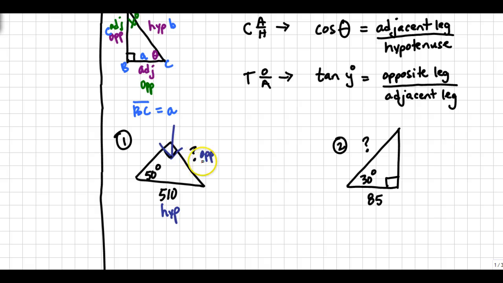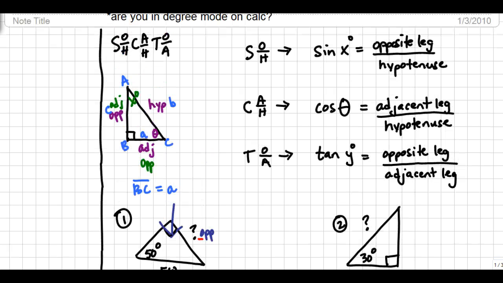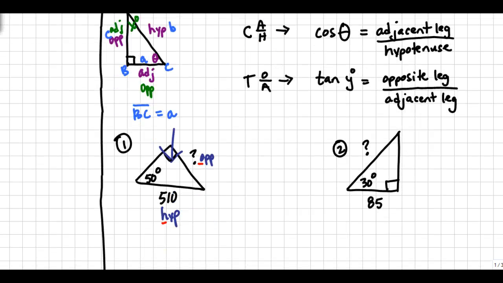Since we have only two pieces, opposite and hypotenuse, O and H, I go back to my SohCahToa, and that would be a sine problem, because sine involves opposite and hypotenuse. So I'm going to set up sine here. And remember to always do sine of the angle. So I'm going to say sine of 50. And then we do opposite over hypotenuse, O over H.